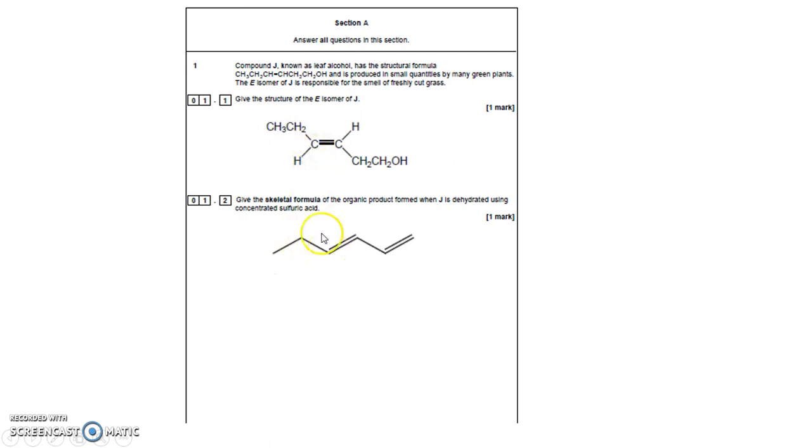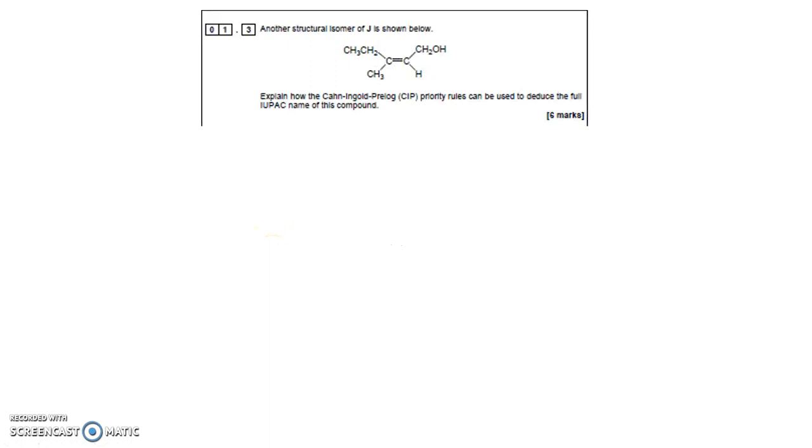There's the 2 singles. Then we hit a double bond. Then there's a single bond, that's that one there, and we've made a double bond between these 2 carbons. There it is, because we removed an H and an OH in making water when it's been dehydrated by concentrated sulfuric acid. Let's have a look at the next one here.